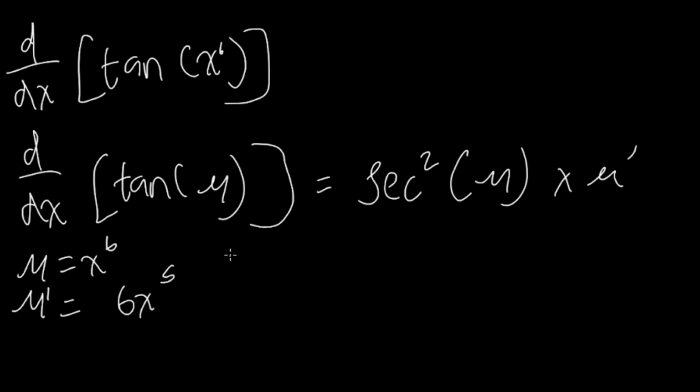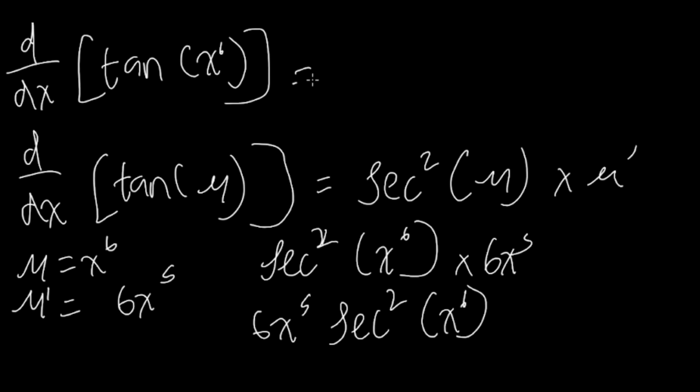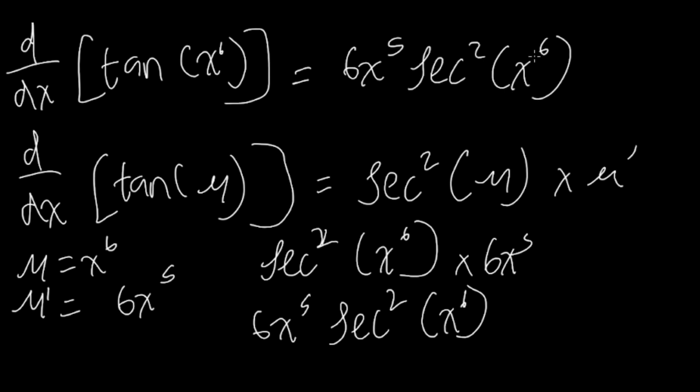So we plug in x to the power of 6 for u and 6x to the power of 5 for u prime. That's secant squared of x to the power of 6 times 6x to the power of 5. That's 6x to the power of 5 times secant squared of x to the power of 6. So that's equivalent to 6x to the power of 5 times secant squared x to the power of 6.